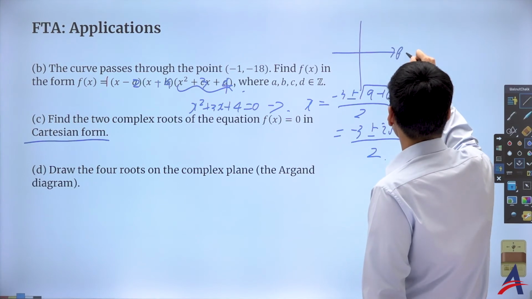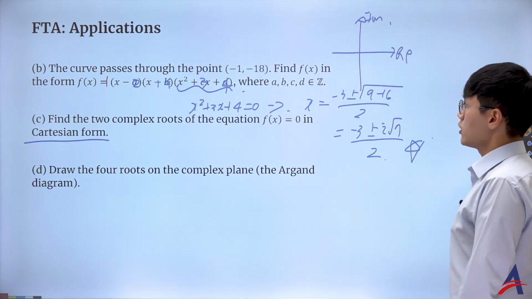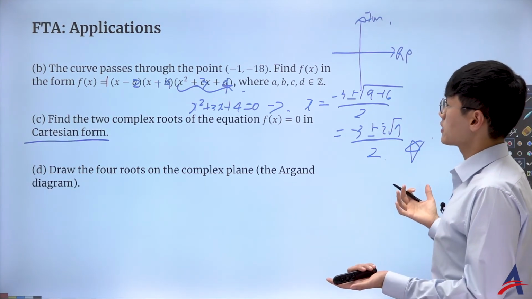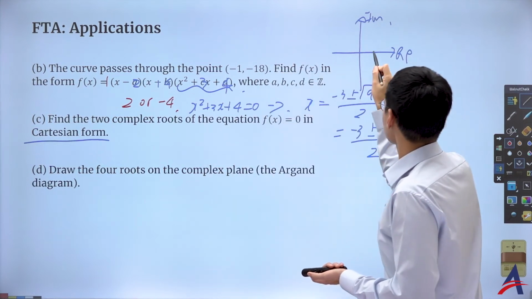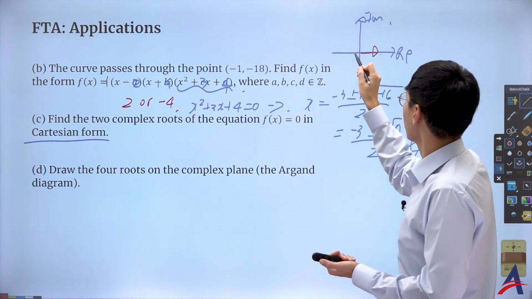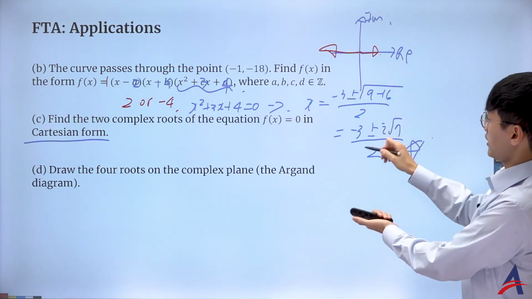So I got the real and I got the imaginary axis. Okay, so that's lovely. So here, let's plug it in. Where am I going to plug it in? So the roots were 2 or -4. So I got the 2 here and then the -4 there. Okay, and the complex numbers were -3 ± i√7 over 2.